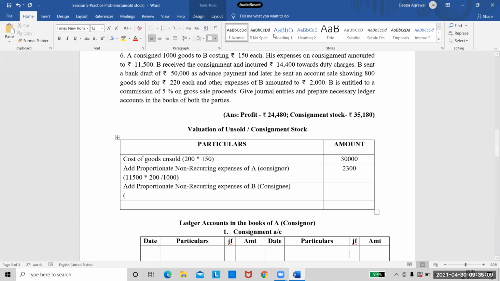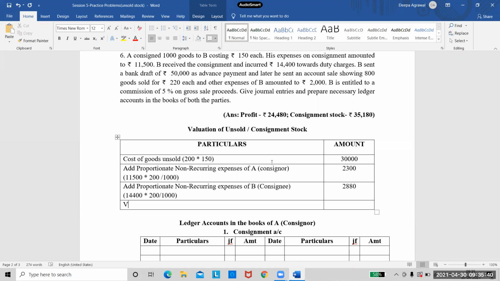So what did we decide? This 14,400 is non-recurring, so we will consider only this. This 2,000 is recurring, so we will just leave this expense. So take 14,400 into, again, unsold stock divided by the total stock. So calculate this, 14,400 into 200 divided by 1,000. So you're getting the amount as 2,880.